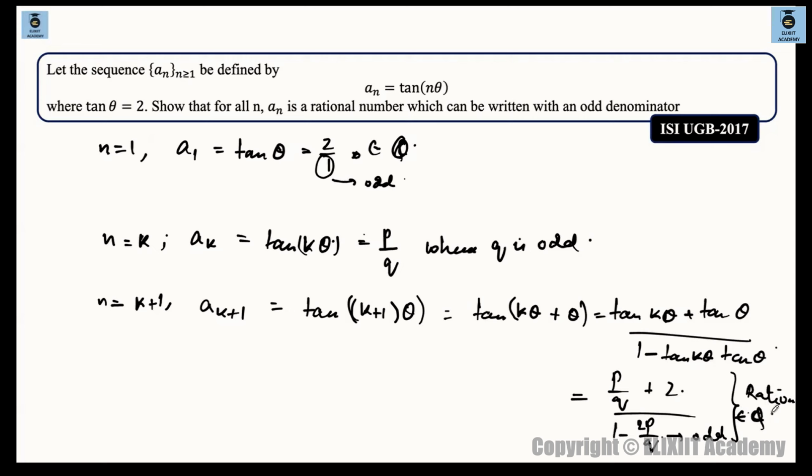शॉर्ट फॉर्म में लिख दोगे दिस बिलोंग्स टू q, रैशनल भी है और नीचे वी आर हैविंग एन ऑड डिनोमिनेटर. सो डेफिनेटली यूजिंग प्रिंसिपल ऑफ मैथमेटिकल इंडक्शन, लास्ट में लिख लेना ये स्टेप, यूजिंग प्रिंसिपल ऑफ मैथमेटिकल इंडक्शन वी हैव प्रूव दैट an is a rational number which can be written with an odd denominator. Simple question था, one of the easiest question.